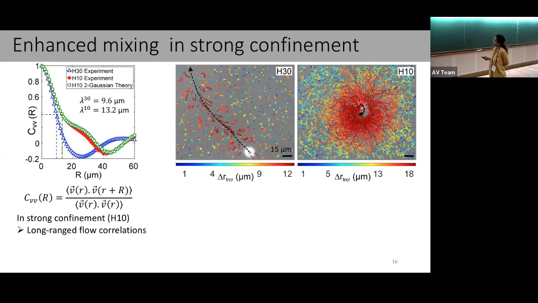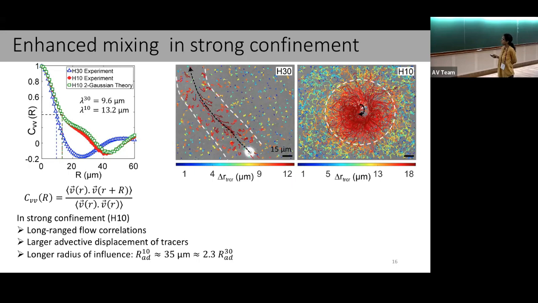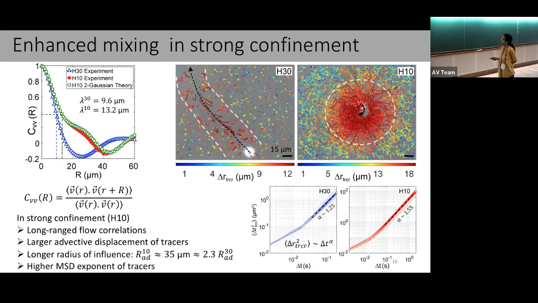And then, the radius of influence of this freely moving cell is actually much less than compared to the strongly confined cell, where it only just slightly rotated in that time, but had a much larger radius of influence and much larger tracer displacements. So the radius of influence was almost twice that of the weakly confined regime. And you can plot the mean squared displacement of the tracer particles between the two regimes. You can see that it becomes much more super diffusive in the strongly confined regime.